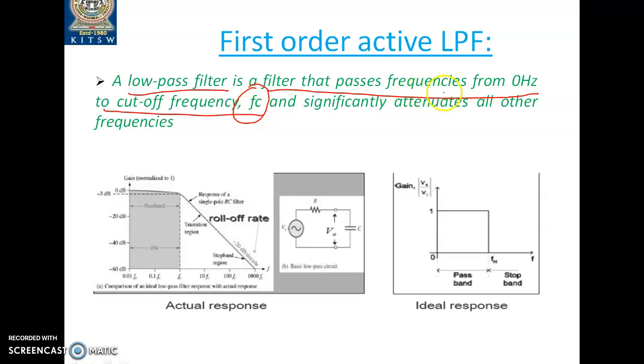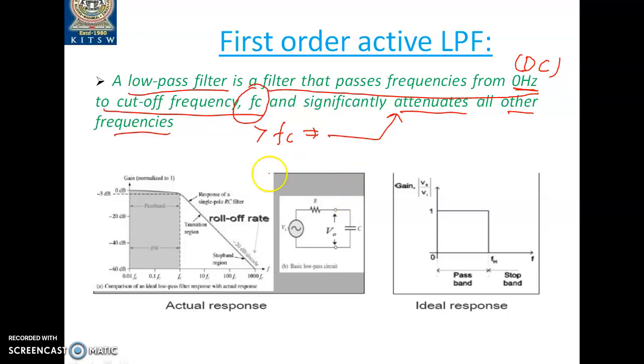All the frequencies from 0 Hz, which is a DC signal, to the cutoff frequency fC are passed, and all other frequencies are significantly attenuated. That means above the cutoff frequency, all the frequencies will be attenuated. That's the meaning of this.